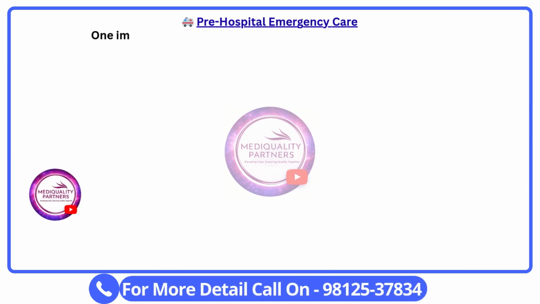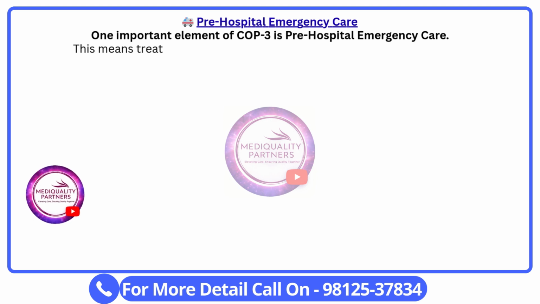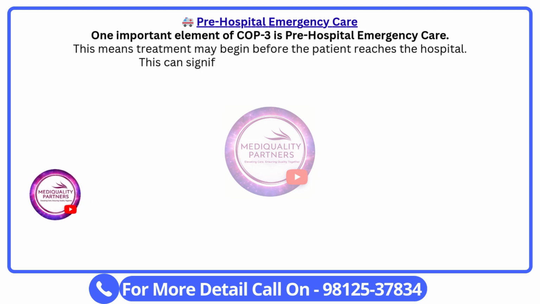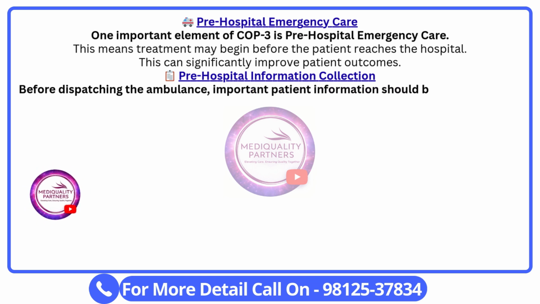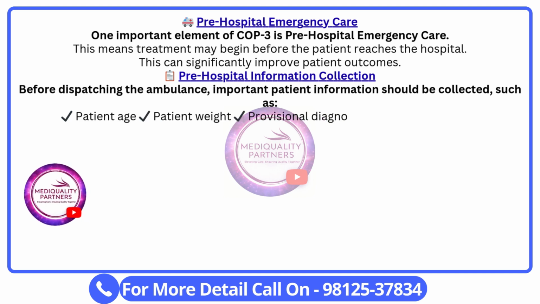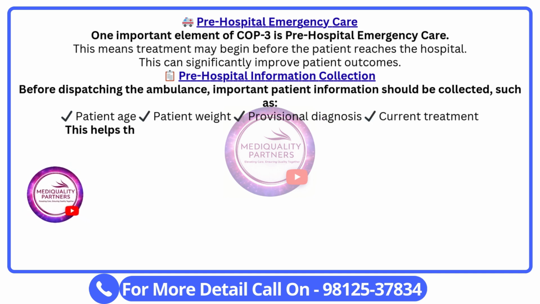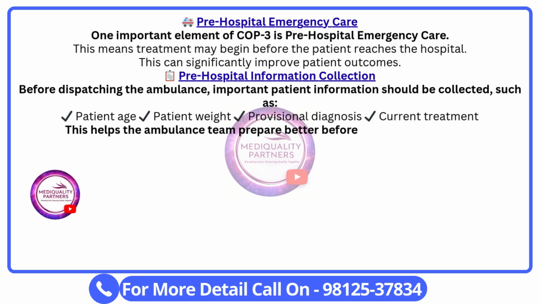Pre-hospital emergency care. One important element of COP-3 is pre-hospital emergency care. This means treatment may begin before the patient reaches the hospital. This can significantly improve patient outcomes. Pre-hospital information collection. Before dispatching the ambulance, important patient information should be collected, such as patient age, patient weight, provisional diagnosis, current treatment. This helps the ambulance team prepare better before reaching the patient.